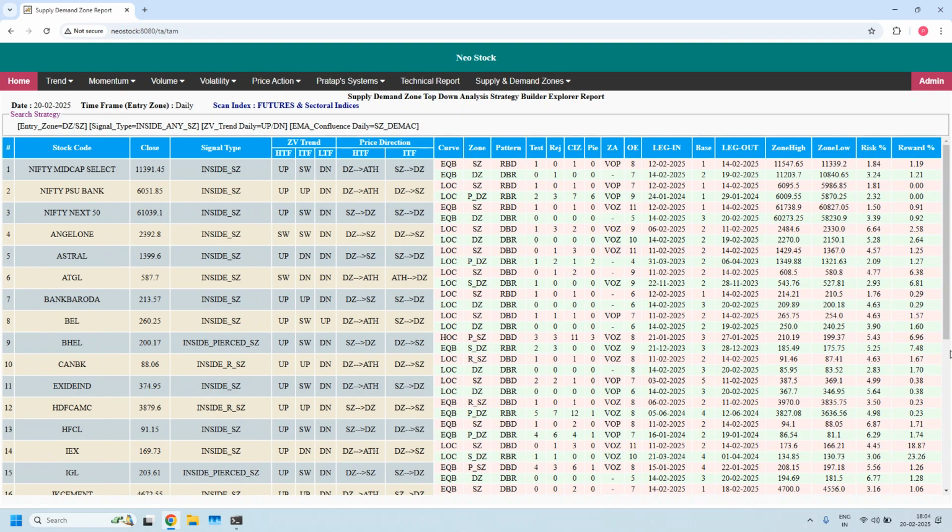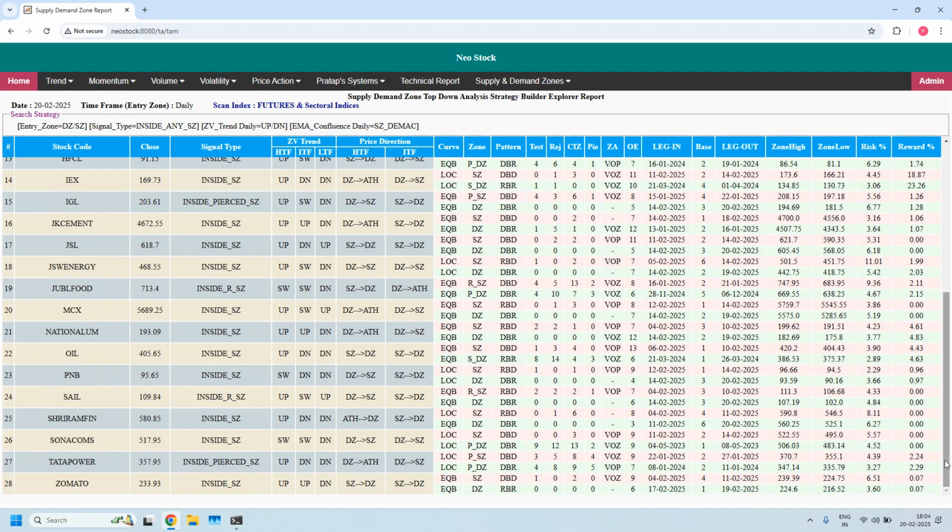So first 15 stocks in the list. I am scrolling the list down. So total 28 stocks are filtered. These 28 stocks are having daily supply zones, having daily EMA confluence, and also current price closed inside the daily supply zone. So this is about daily time frame.